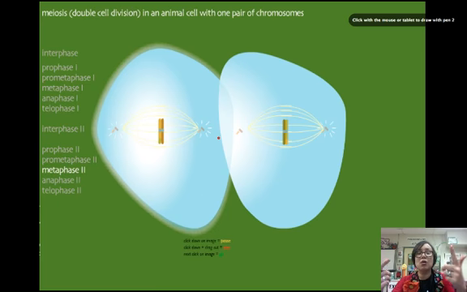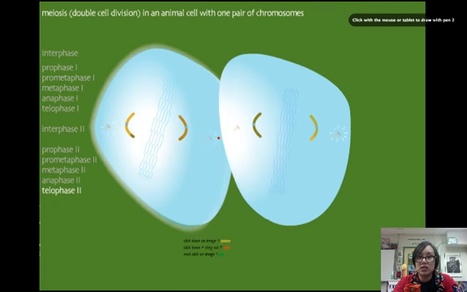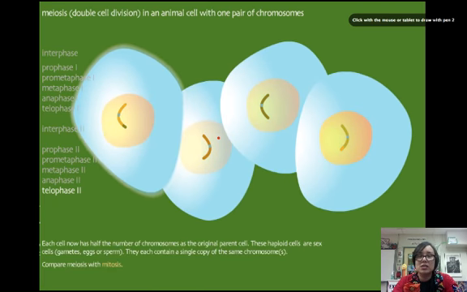Now we're going to move into prophase 2, metaphase 2, and anaphase 2. Finally, here we are in telophase 2. We've had cytokinesis happen for a second time, and we now have 4 haploid cells that are all genetically unique because of crossing over that took place in the very first division.